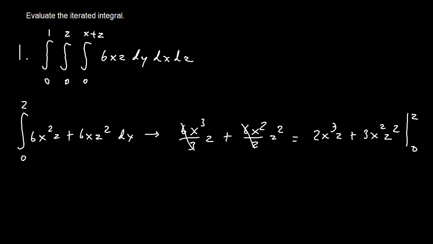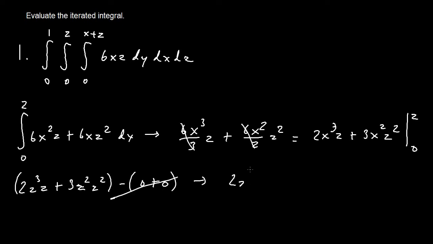So when I plug in z for x, we'll get 2 times z cubed times z plus 3 times z squared times z squared. Minus, when I plug in 0, we'll just get 0 plus 0. So that will cancel. And so we're left with 2z to the 4th plus 3z to the 4th. And so that will give us 5z to the 4th.